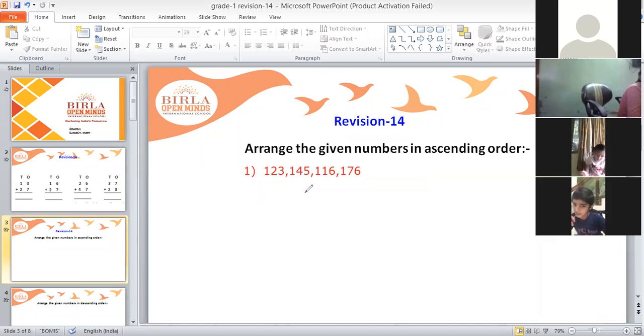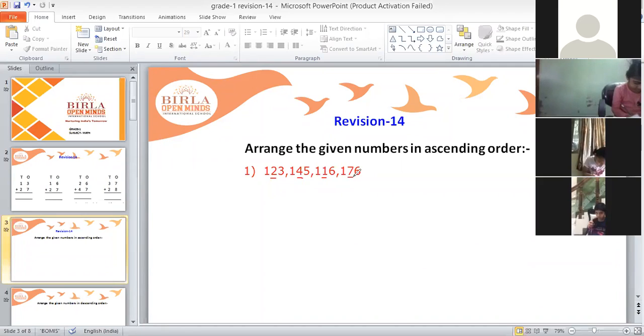So now look at your first question. In your first question, numbers are 123, 145, 116 and 176. So we will not compare the numbers in hundreds place because everywhere we have 1. Now we will be comparing the numbers in tens place. So here in tens place we have 2, here we have 4, then in next number 116 we have 1, and then in 176 we have 7 in tens place.